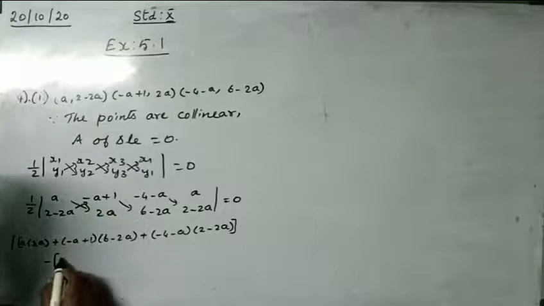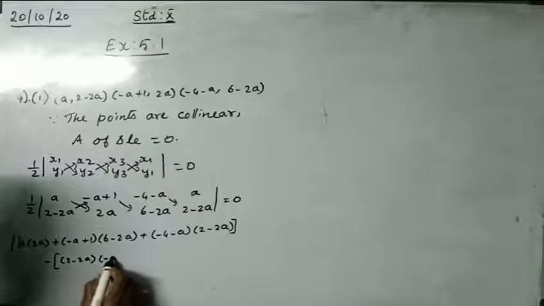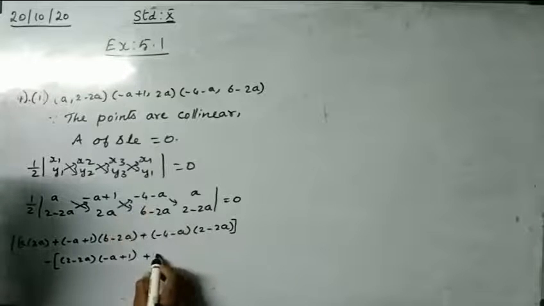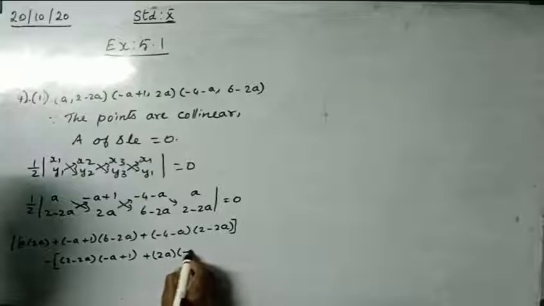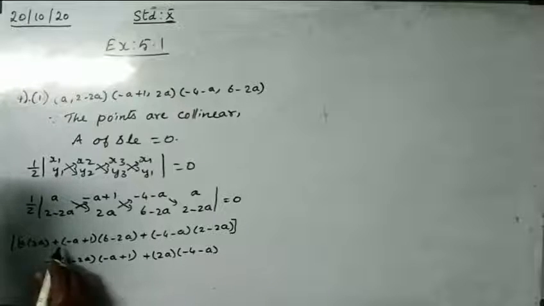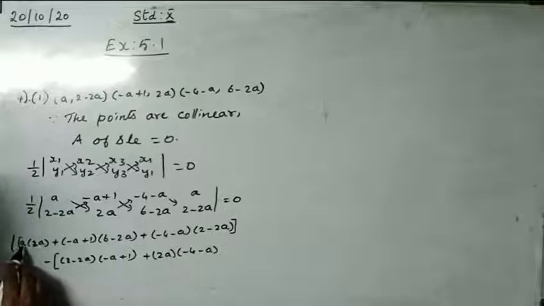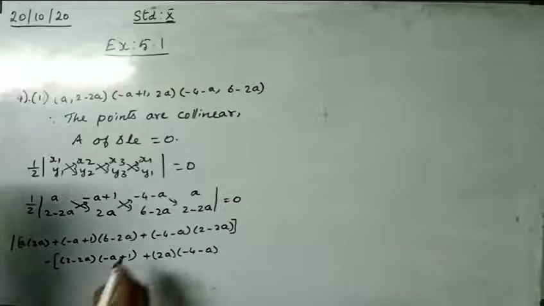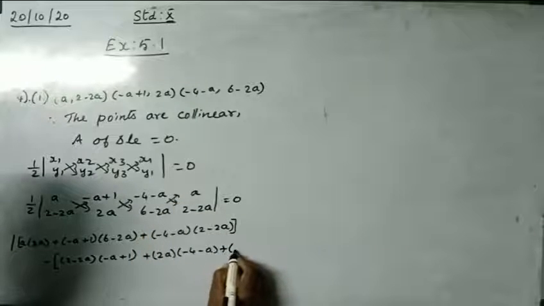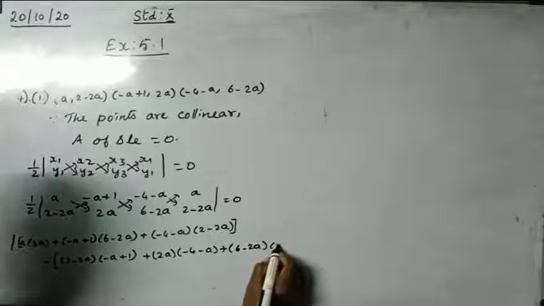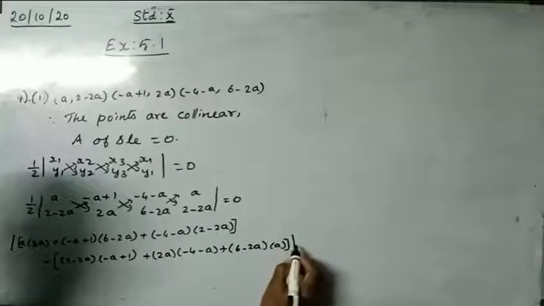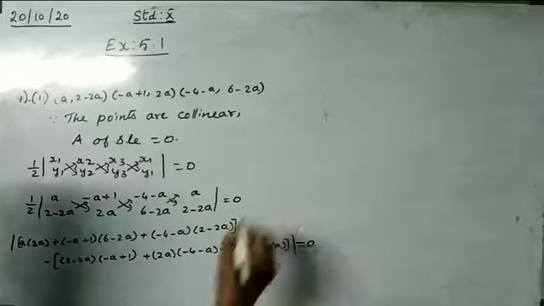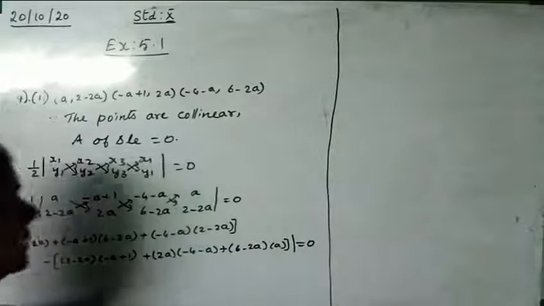Multiply these two numbers, 2 minus 2a into minus a plus 1, plus, multiply these two numbers, 2a into minus 4 minus a. Put the bracket properly, then only you can understand these two should be multiplied, and after multiplication you have to add. Then go to the last one, plus 6 minus 2a into a, modulus is equal to 0. This 2, if it becomes this side, it becomes 0. Now multiply and write. Very carefully you multiply.